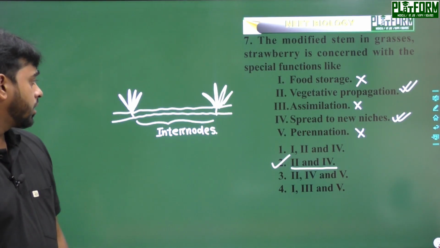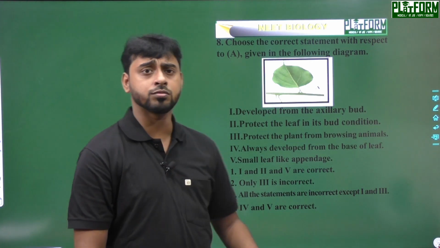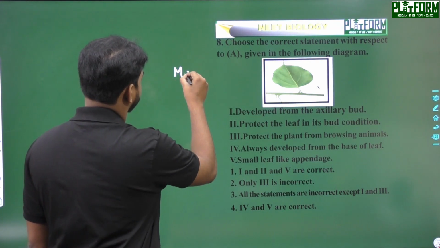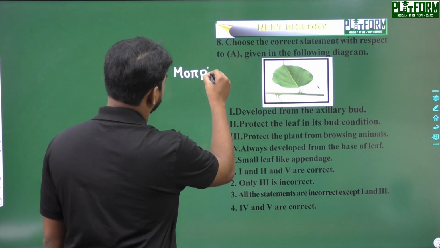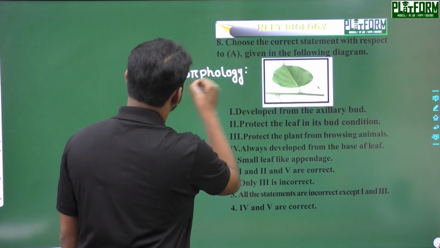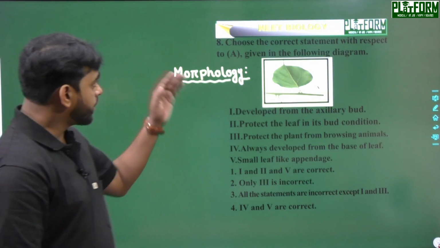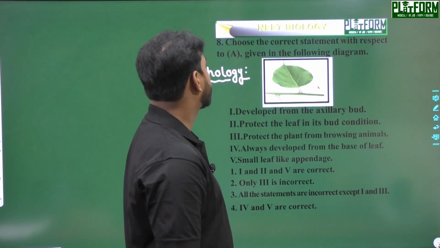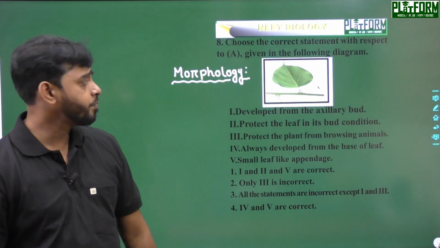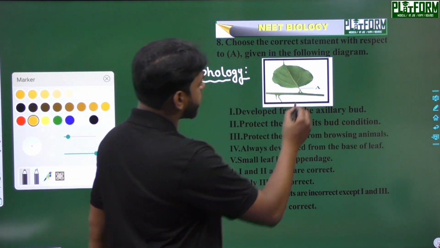Now move on to our next question. This is also a diagram based question coming from the same chapter, morphology of flowering plants. Now it is written, choose the correct statement with respect to A given in the diagram. Now first try to identify that what is A.